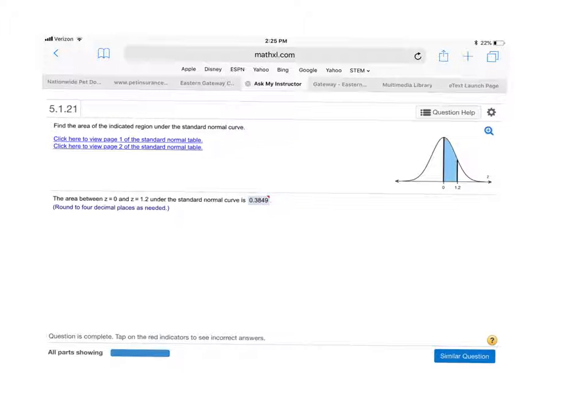So in this exercise, if you have a z-score of 0, that means that you are smack dab in the middle of the normal curve. So you have a z-score of 0 there. And then you're trying to find the area between a z-score of 0 and 1.2, which is exactly what our table of critical values gives us. So I'm going to load a picture of that table on the next board.